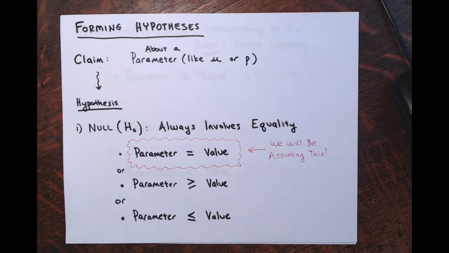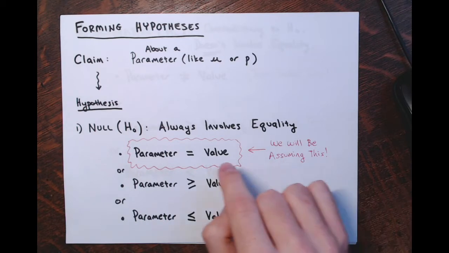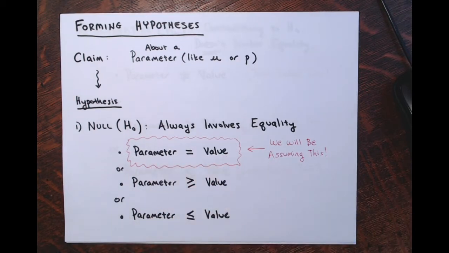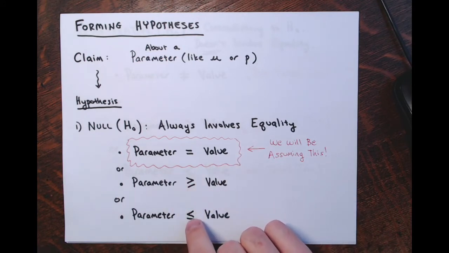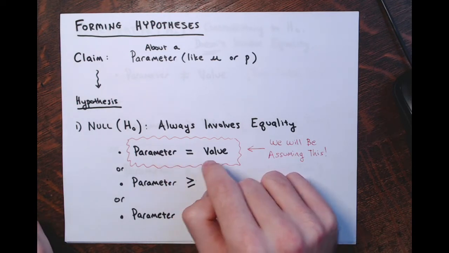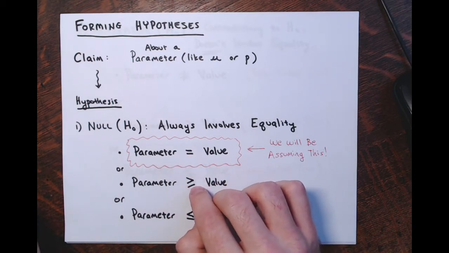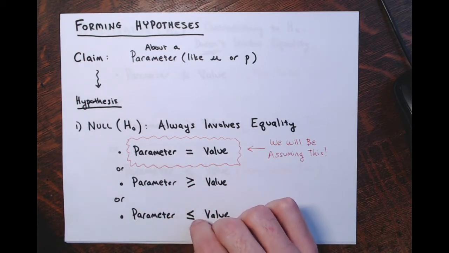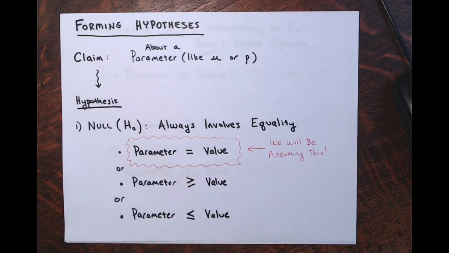When we go to do the hypothesis test, what you're going to be assuming to be true is that the parameter equals a certain value. That's why very often, instead of writing greater than or equal to or less than or equal to, what is written is what is going to be assumed about the parameter. So very often you'll just see the null hypothesis involve just equals. But it could be greater than or equal to, less than or equal to as well. What we're going to be assuming is the equal part, but it always involves equality in some way.